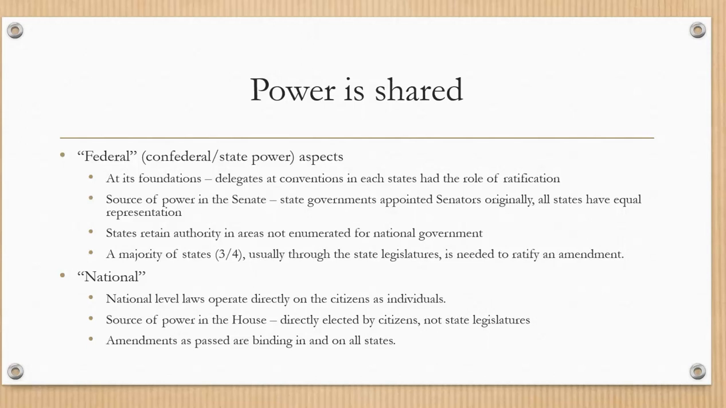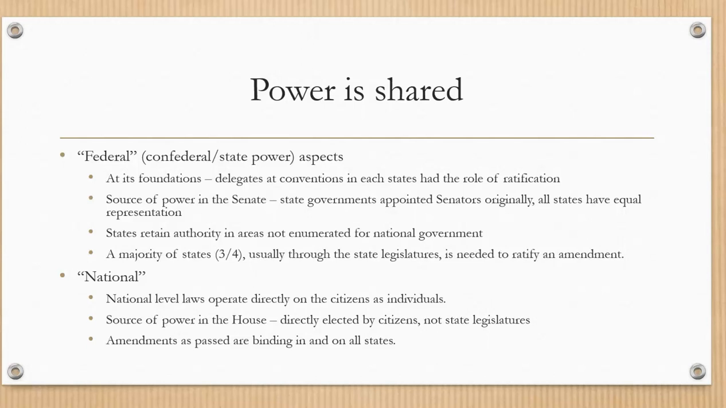We can also see the state focus in the fact that the Constitution allowed states to retain authority. It actually reserved authority for the states in areas that were not specifically enumerated for the national government. So there's this list of powers of Congress in the first article of the Constitution, and those powers are enumerated powers that the national government gets. But then we know from the 10th Amendment that anything that wasn't enumerated for the national government was thought of as reserved for the states.